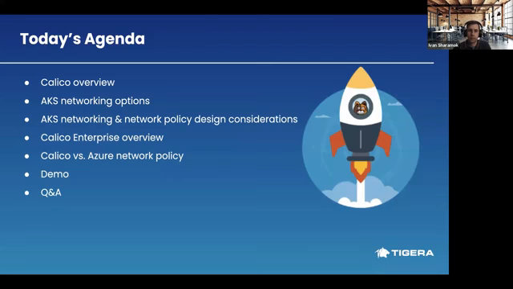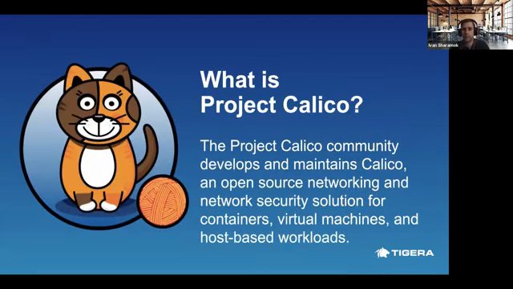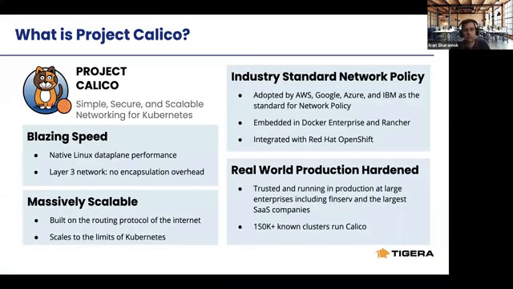To start with, what Project Calico is, or commonly known as Calico, it's a community developed and managed open source solution for networking and network security for containers, VMs, and host-based workloads. Calico was designed in mind with the best performance that we could achieve.